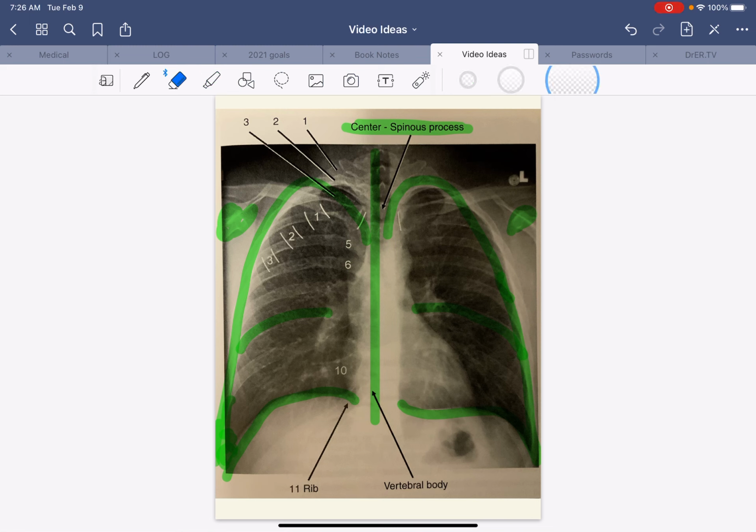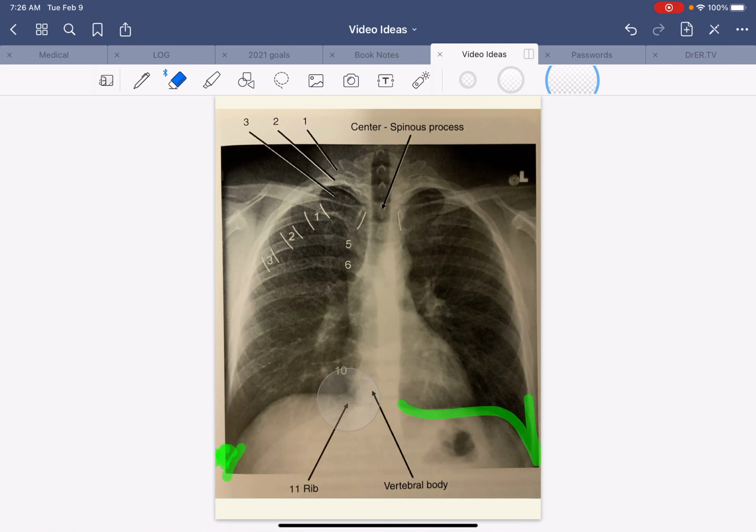All right, so let me erase all this stuff. All right, so compare lung markings. You should go from right to left. So you look over here and you compare to here. You look over here, you compare to here. It should look symmetric left and right. Any asymmetry should be considered an abnormality.